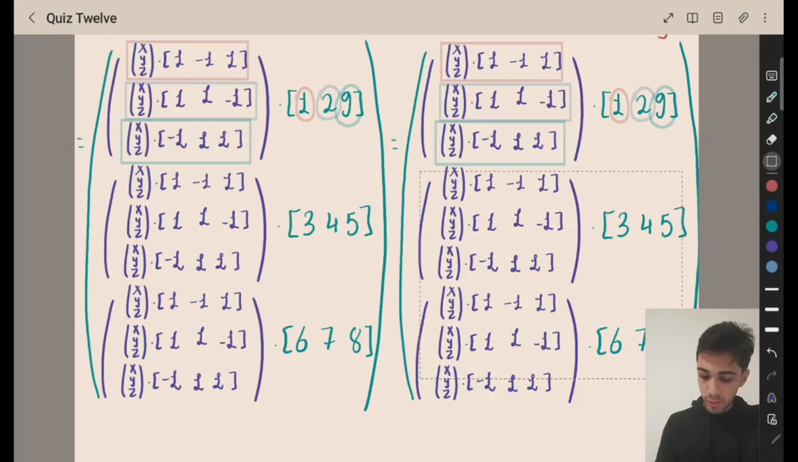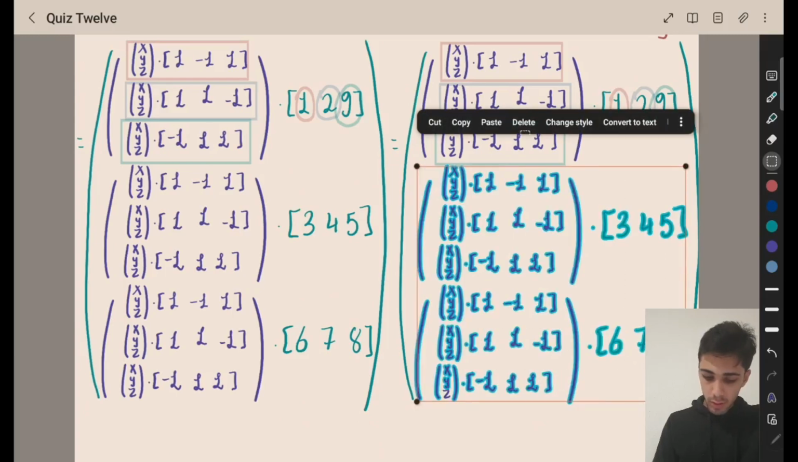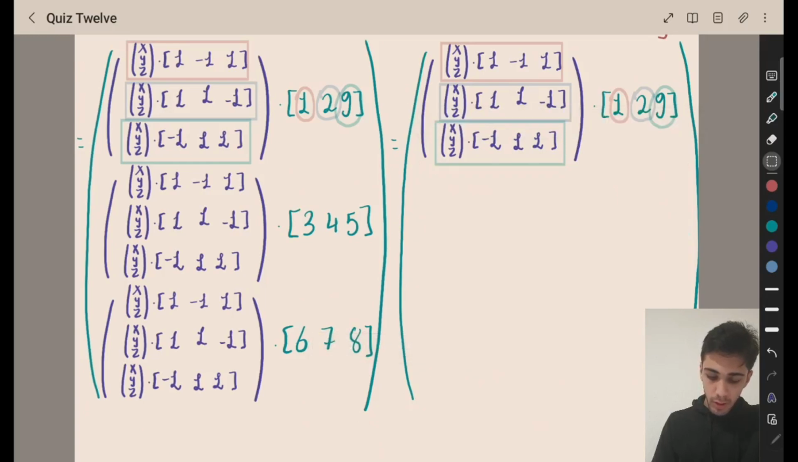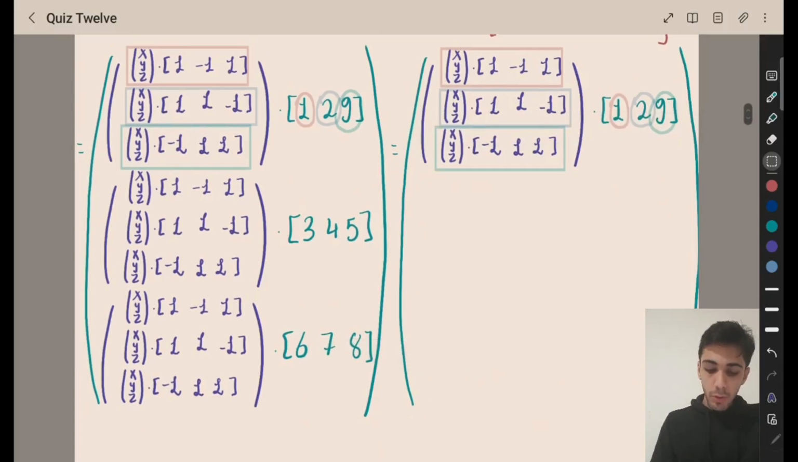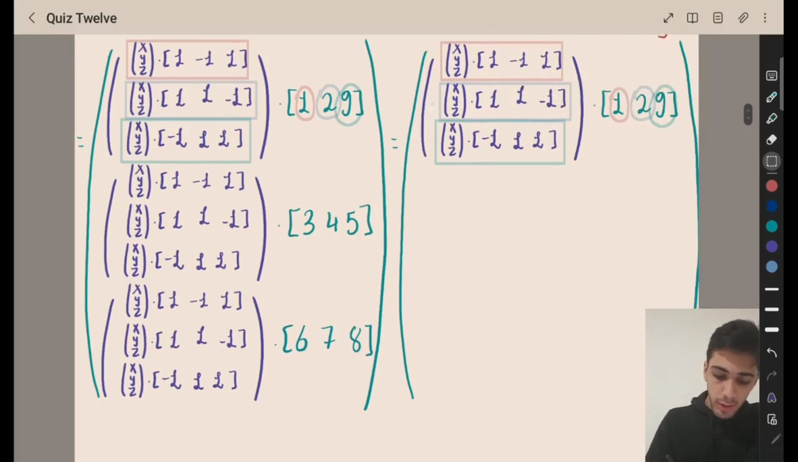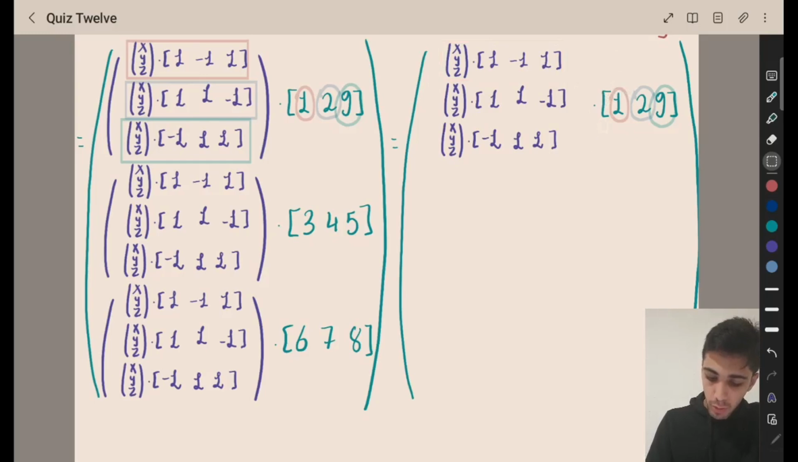Just try to ignore the other parts for now. Let's just focus on this one. For this one, we agreed that we're going to scale the first one by 1, the second one by 2, and the third one by 9. We scale this by 1, we scale this by 2, and we scale this by 9.